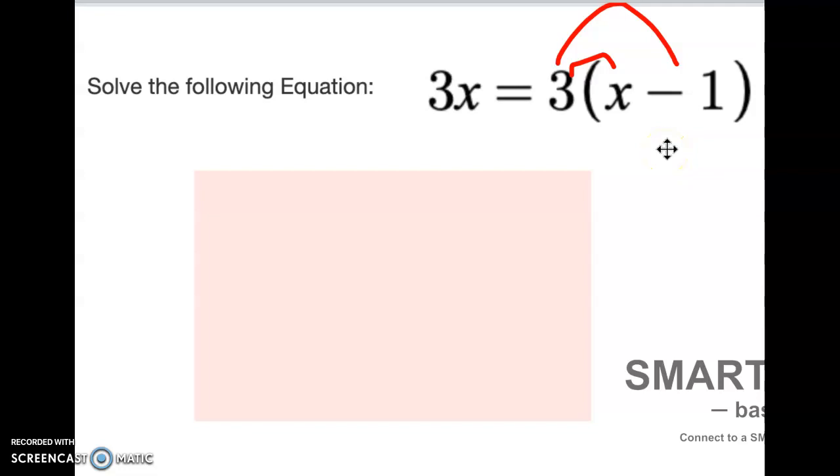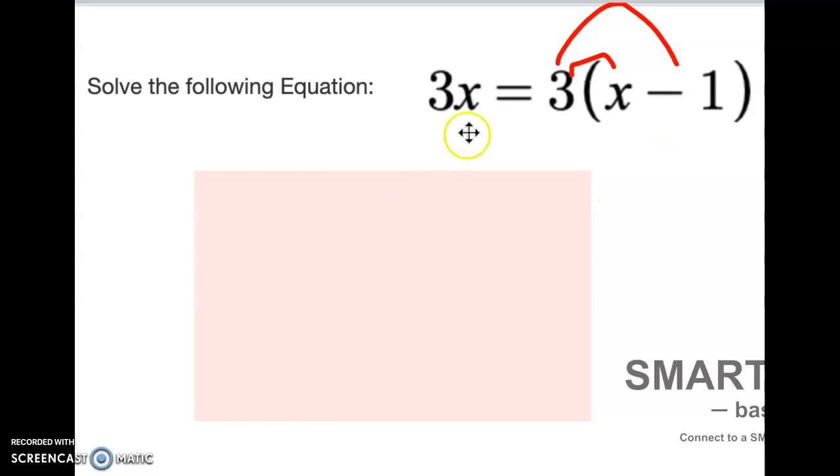All right, this says solve the following equation: 3x equals 3 times the quantity x minus 1. So remember, when we have the 3 outside the parentheses, like we do on the right-hand side of the equation, we need to use the distributive property. So we're going to take that 3 and multiply it by both terms inside the parentheses.